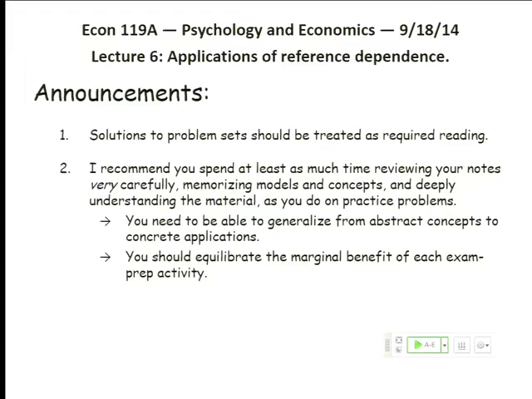Okay? Then, what I want to add to that is that you try to spend at least as much time reviewing your notes very carefully, memorizing the models and the concepts, and really deeply understanding what goes into the models, right? Because this is not like, here's a model of a monopoly. Plug in the demand curve, plug in the marginal cost curve, crank the handle, and out comes the answer. This is not like doing Sudoku. This is not like the next level in Kitten Taxi. You actually have to think outside the box and think about how do I set this problem up right.